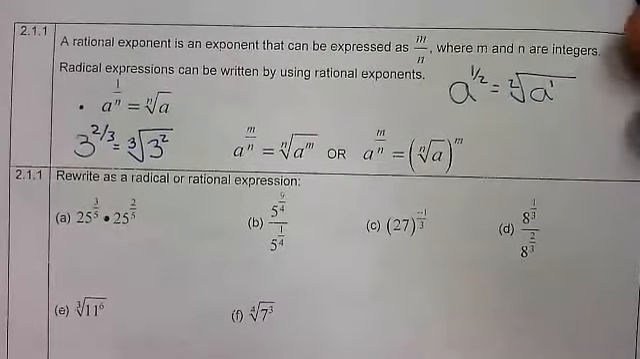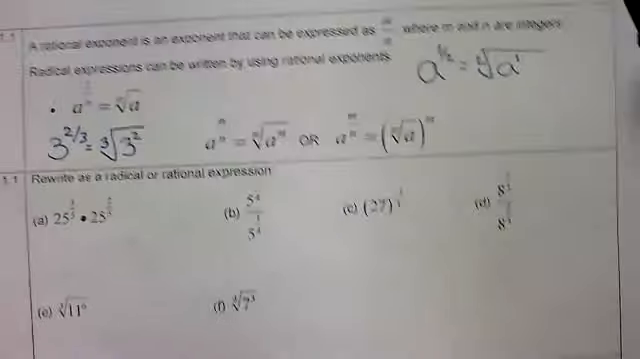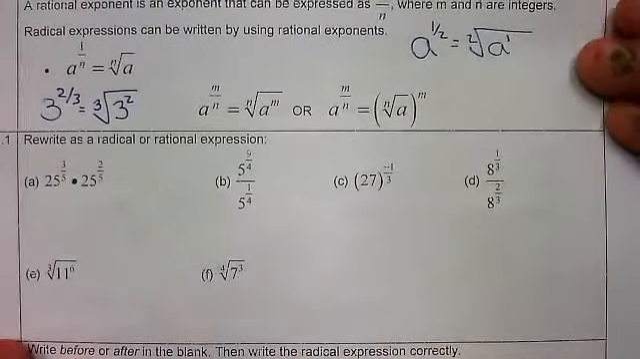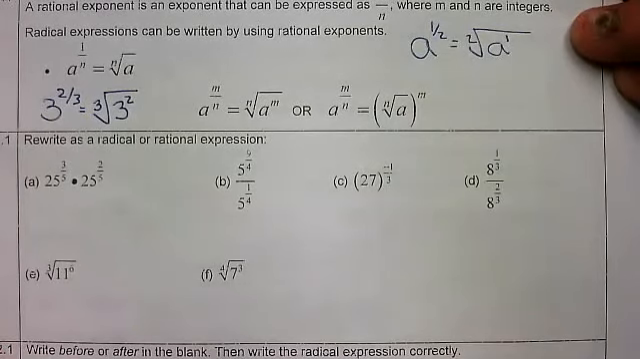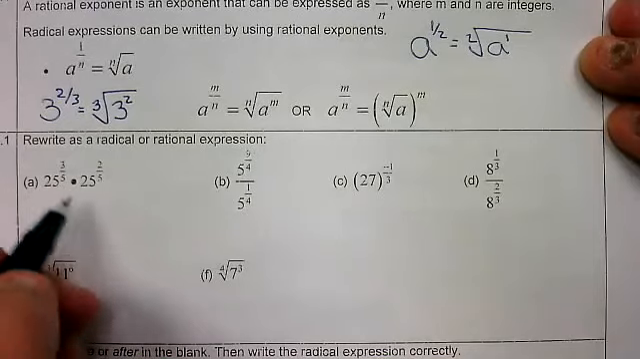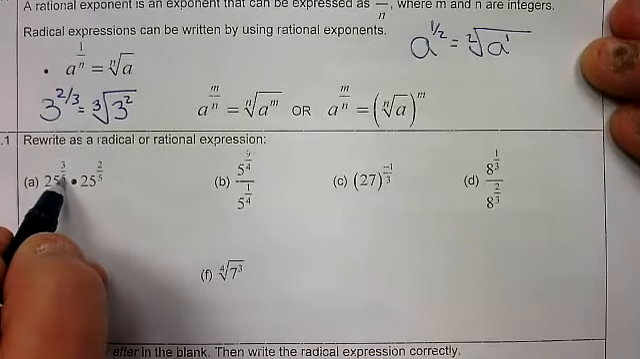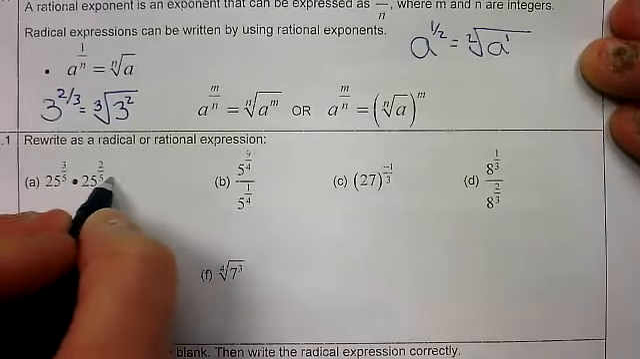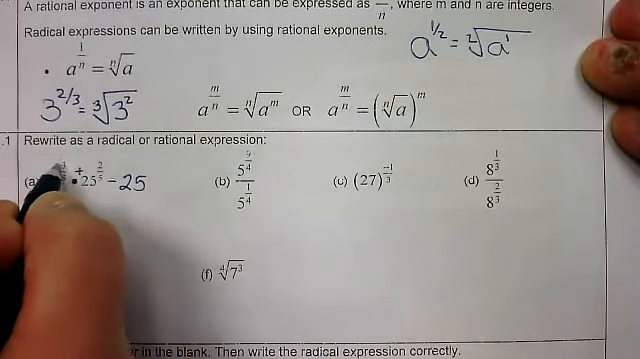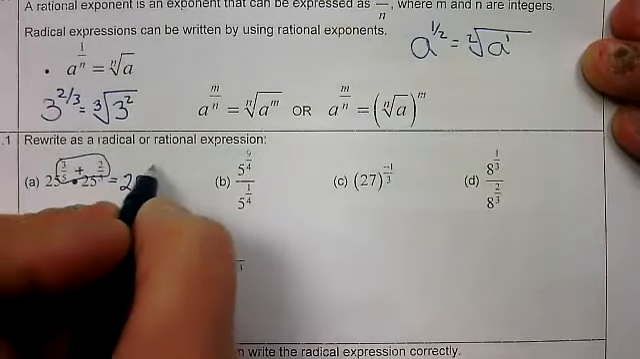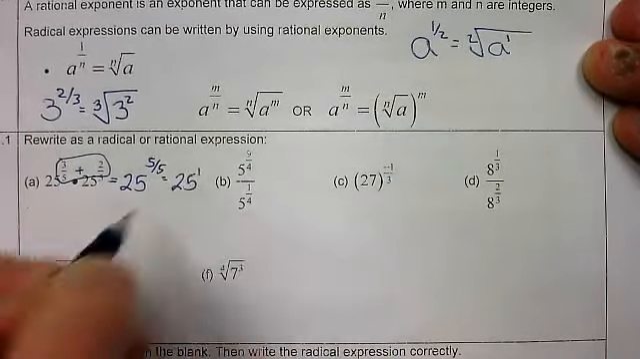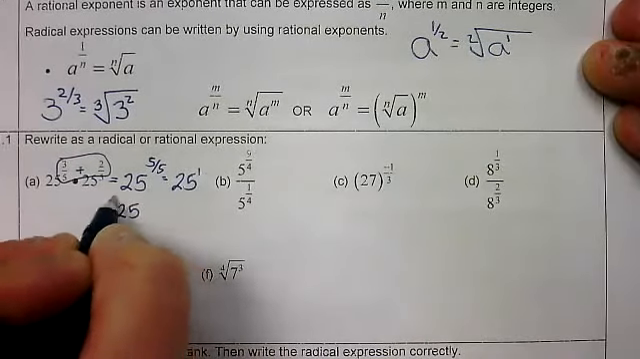All right, so let's go on ahead and rewrite some of these and do some simplifying. We're going to rewrite this, and then some of them we're just going to simplify, and practice our math here. So 25 to the 3/5 times 25 to the 2/5. Well, we're going to add those. So 3/5 plus 2/5, because we're multiplying, is going to be 5/5, which is just going to be 25 to the 1st power, which is just 25.